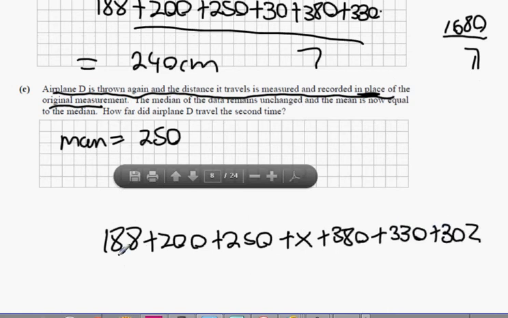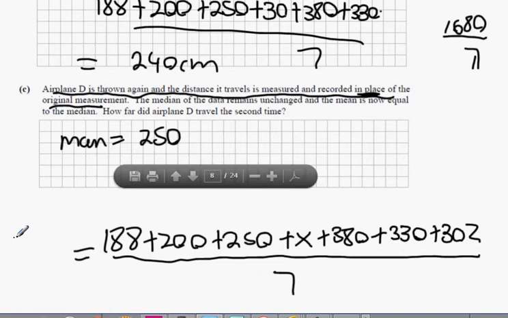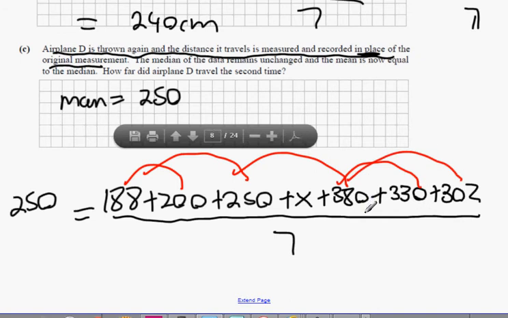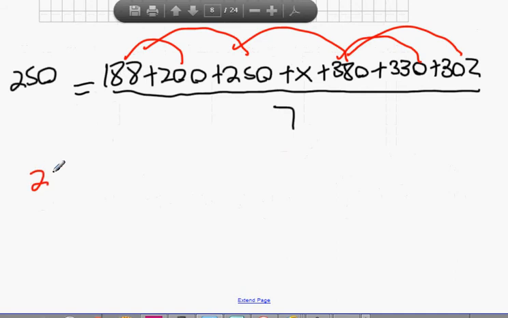All divided by, what's it divided by, guys? 7. And what does that all equal? 250. Okay, what do we do next? What can we do? Add them up, okay? So we add them up together. And what happens when we add them up together? What do we get? 1650. 1650 plus X over 7.